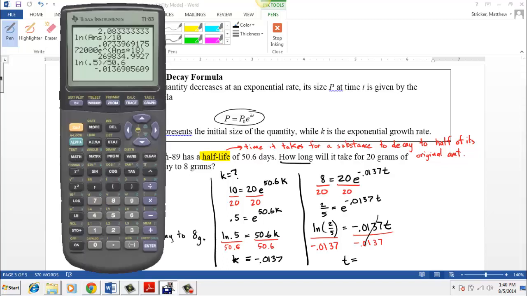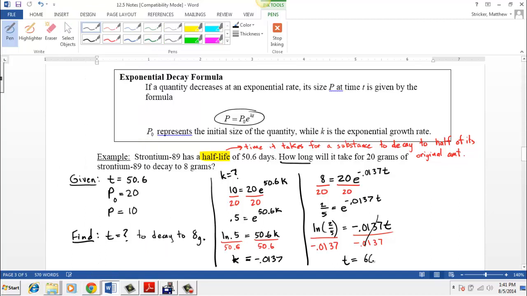Now, when you do that, okay, we have natural log of 2 divided by 5, and then we want to divide by that negative 0.01. Oh, be careful. We don't want to use this value because that's a rounded value. What do we want to use? We want to use our previous answer, so we don't lose accuracy in our answer. We don't want rounding error. So if we do that, we get about 66.9 days, which I think sounds like a pretty reasonable answer.